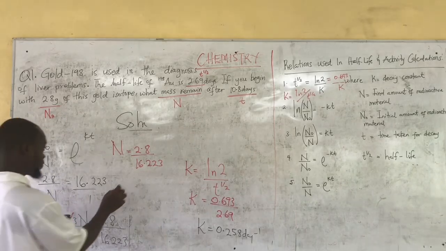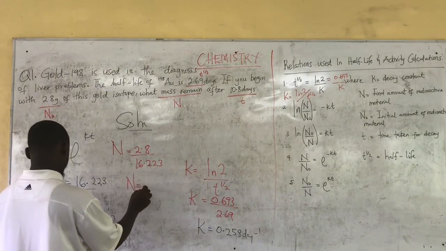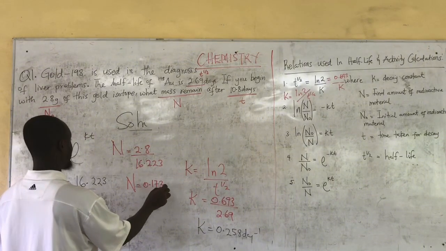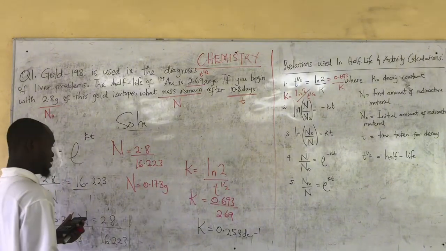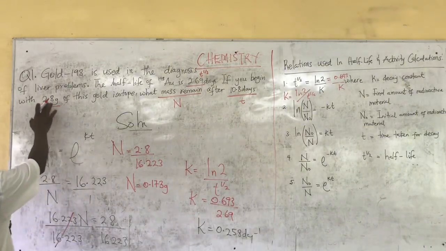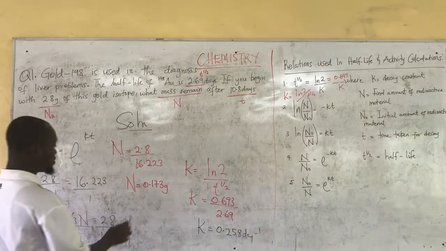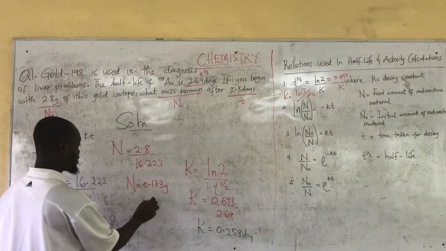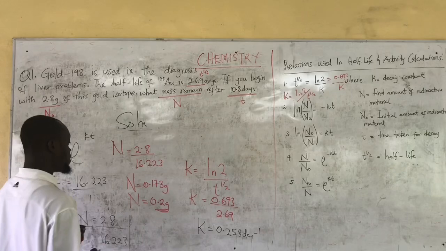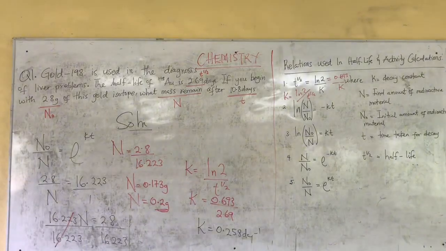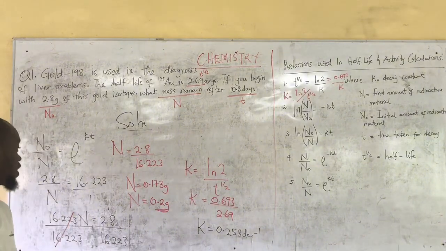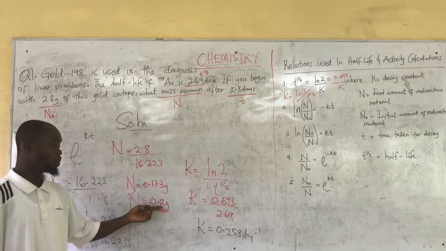And then we have n to be equal to 0.173 grams. That is when it is approximated to 3 places of decimal. Since the initial one was given in 1 place of decimal, let's make it 0.2 grams. So the amount that remains becomes 0.2 grams if it is approximated to only 1 place of decimal.